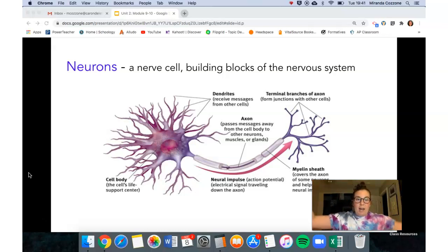Dendrites, these are the things that receive information from other neurons or other cells. The axon passes that message down to the terminal branches, which enable it to pass the message on. The myelin sheath is that fatty material that covers the axon. The cell body, you think about it like a nucleus of the cell, kind of that center, support center. So be thinking about whatever way works for you. Neurons are just something that you gotta know.